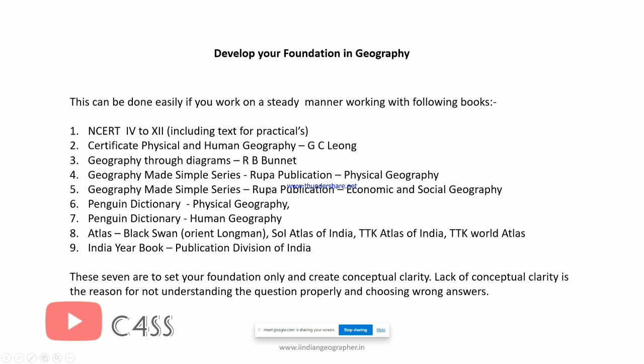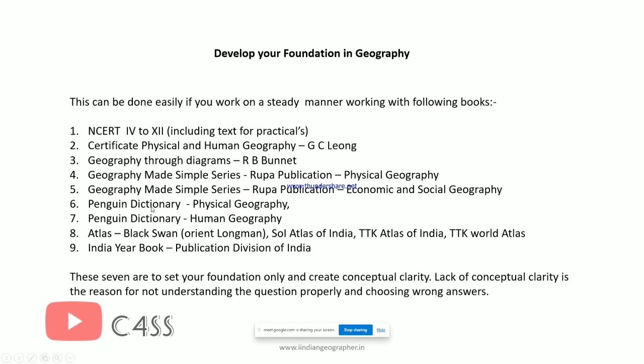Then you have two books which are very important by Rupa Publication. It is called the Geography Made Simple series. One is Physical Geography and the other Social and Economic Geography. All those concept-related questions you can answer using these. It's a must-have book for every geography student when he or she is doing a PG class, right? So very important as such.